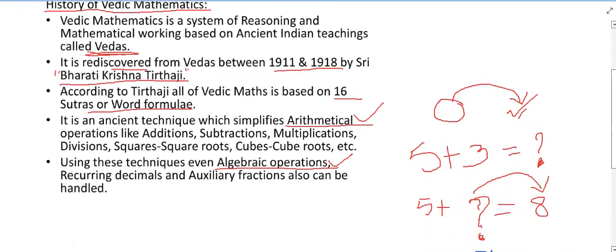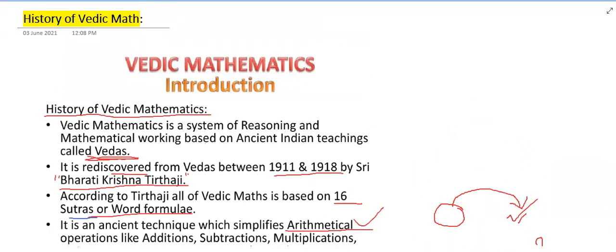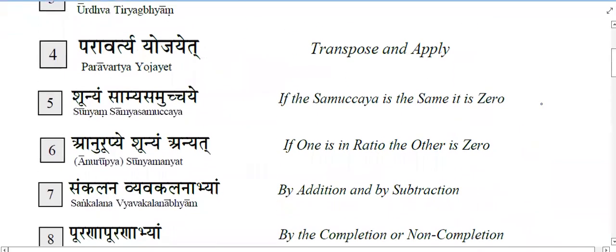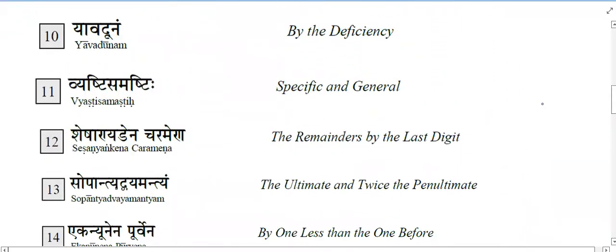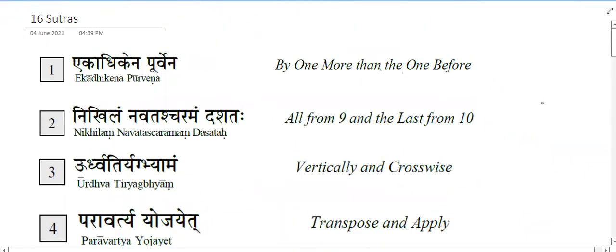And he has suggested, he has given 16 sutras and 13 sub-sutras. Just we'll see the list of sutras. Yeah, these are the list of sutras. 16 sutras are there. I'll send this PDF, you try to read them out. Okay.